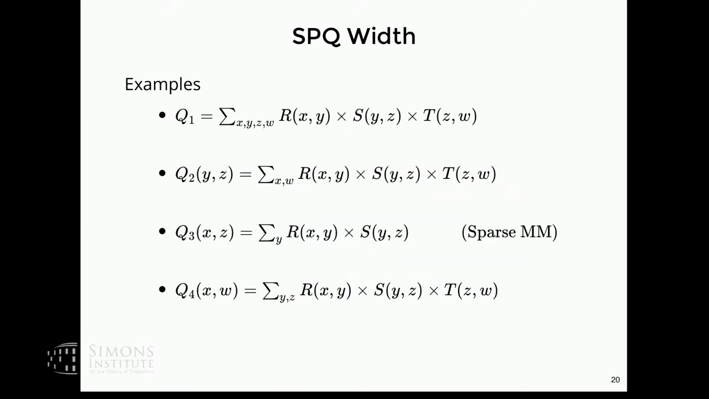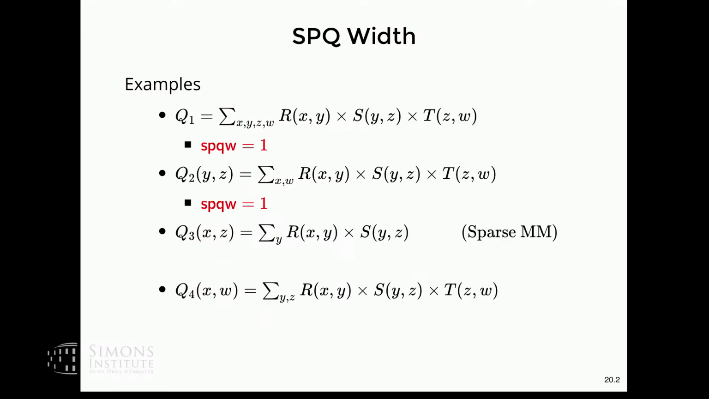Yeah, so let's take, for example, this three-path query X, Y, Z, W, where we are summing away everything. What do you think the SPQ width should be this time? Yeah, it is actually 1. Now, suppose that we change it a little bit so that we are grouping by Y, Z. It's still free-connex, which basically means it's still 1.